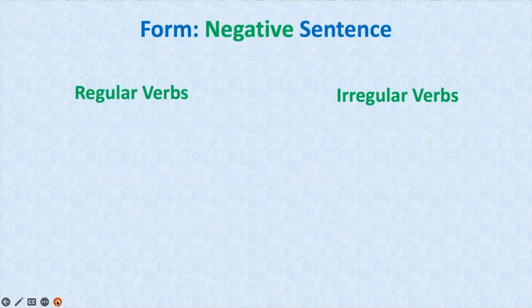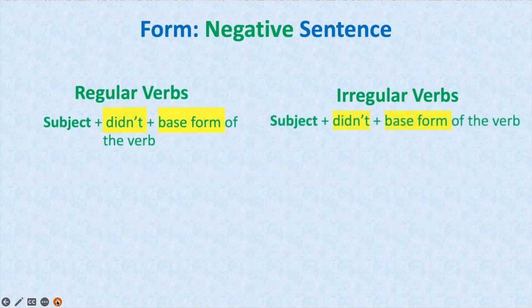Let's look at the negative sentence. And here I have good news. Both for regular verbs and irregular verbs, you will be using the same structure. You will need to use a subject, add didn't, and the base form of the verb.